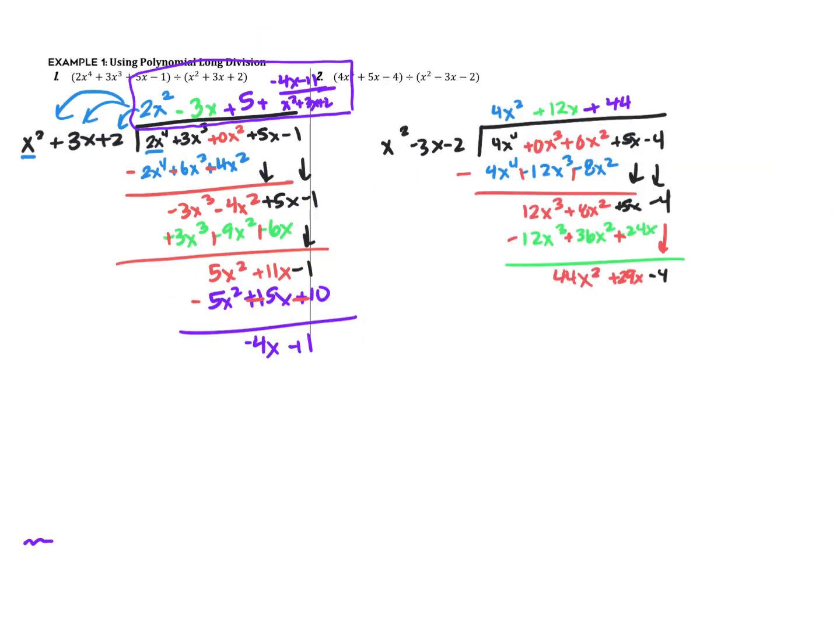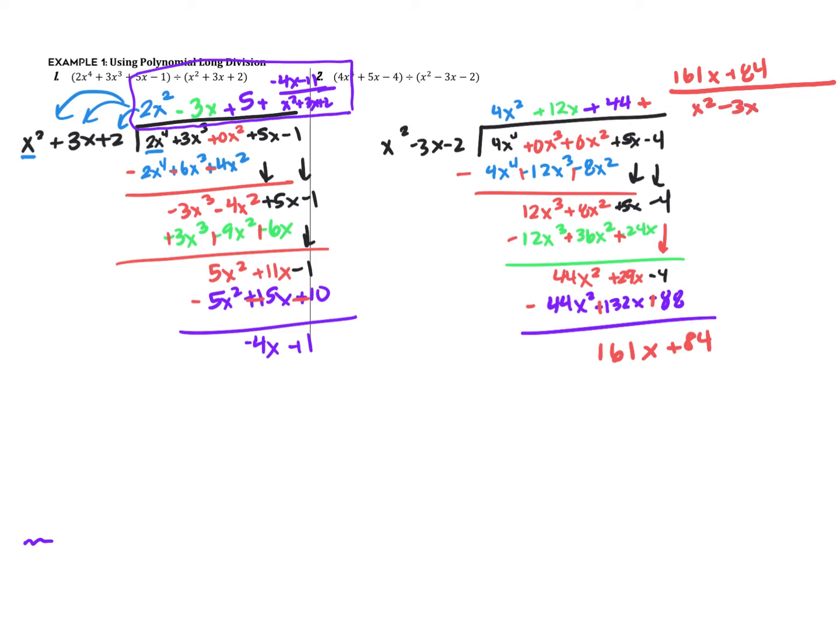Got to give myself a little bit more room here, so I'm going to need to multiply by 44. It's going to give me 44x squared. If I multiply 44 by 3, that's going to give me negative 132x. 44 times 2 is 88. Then I'm subtracting each of these things, so that's going to give me 161x plus 84 as my remainder. And how do I write that remainder? 161x plus 84 over the thing I was dividing by, x squared minus 3x minus 2.